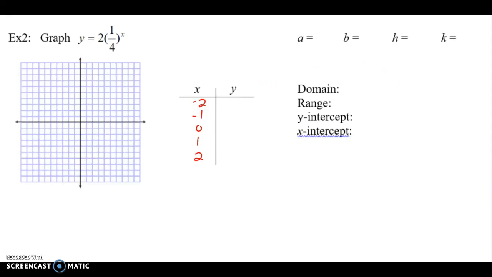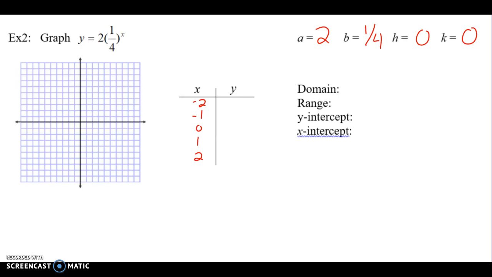First of all, Kelsey, what is A? 2, good. Kobe, what is B? 1/4, good. Isabella, what is H? 0. And Stephen, what is K? Good. So in other words, it didn't move left or right. Nice. I didn't do the domain. I'll go back to it. We don't need to move this. We'll do it on this one.